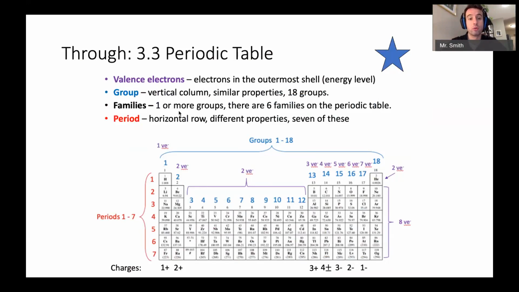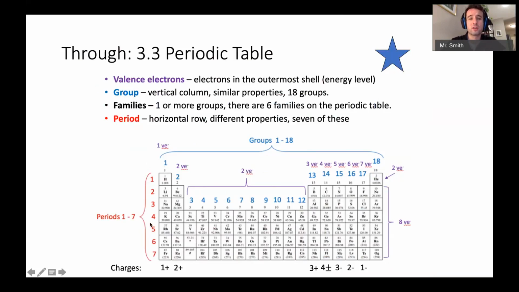For example, in group one, they all have the same charge of 1 plus, and they all have one valence electron, and they also all react to halogens in the same way, for example. So yeah, kind of fun. I would write down group and period, and I would also add to your periodic table the numbers 1 through 18 for groups and 1 through 7 for periods.